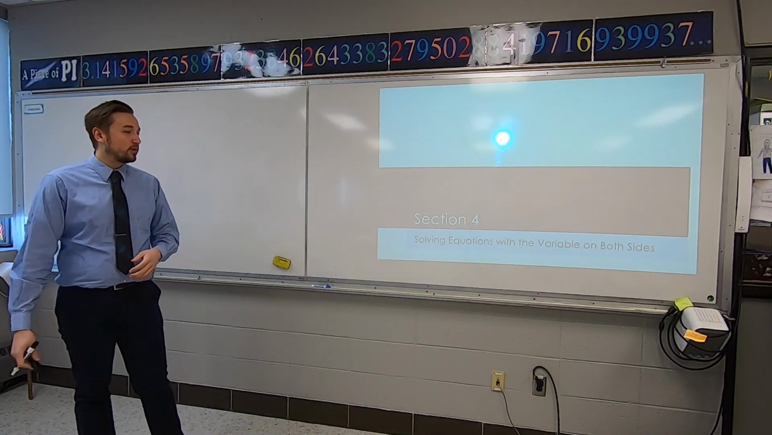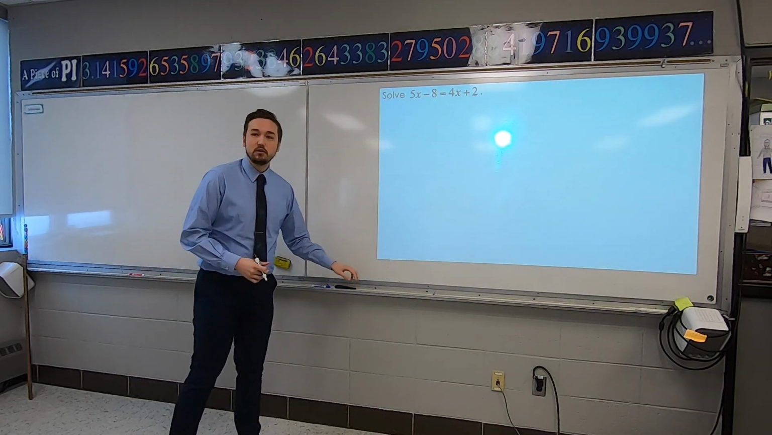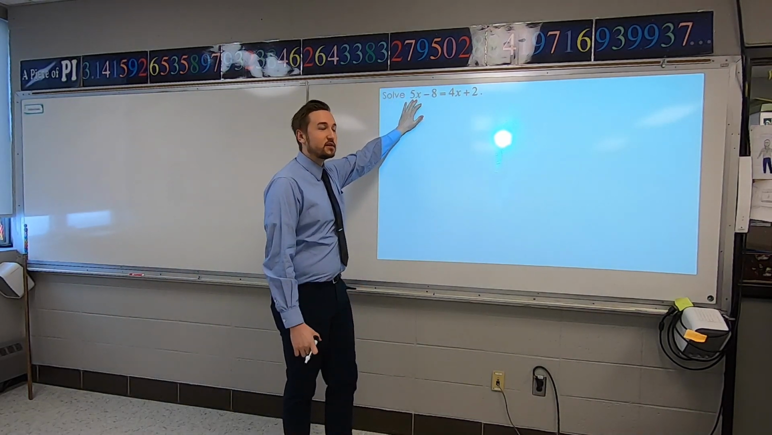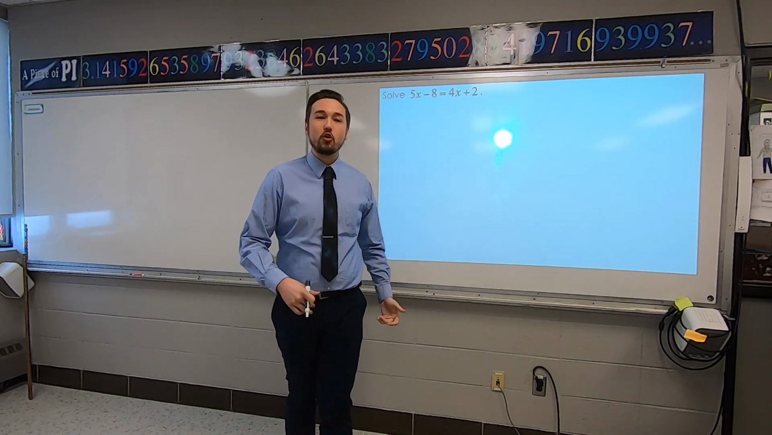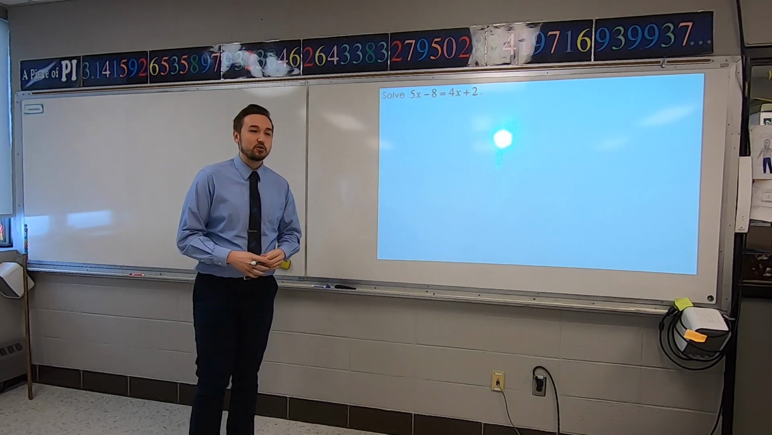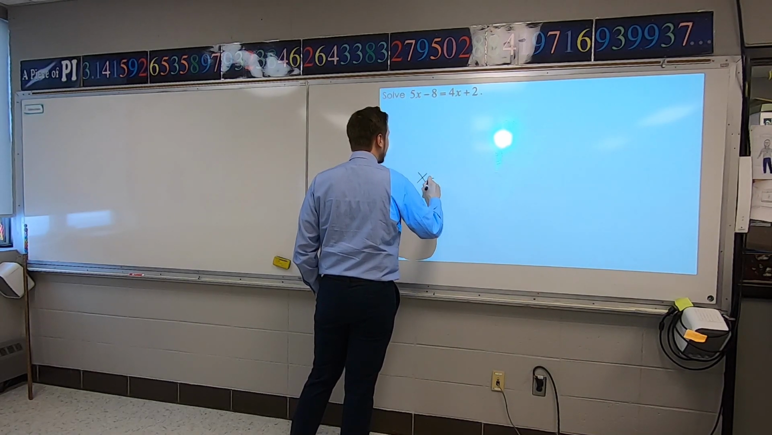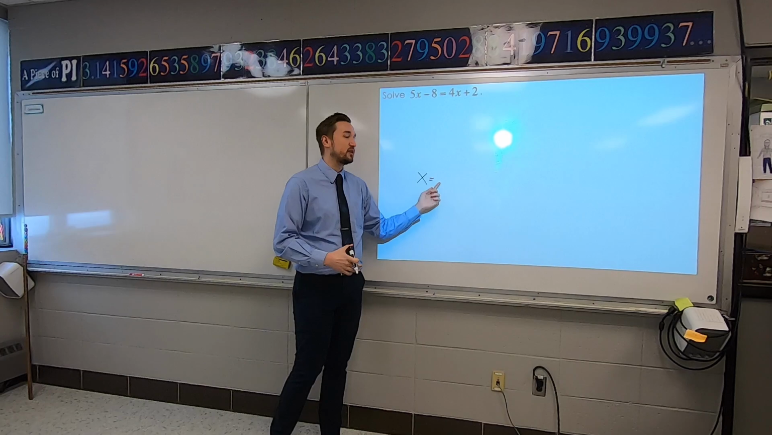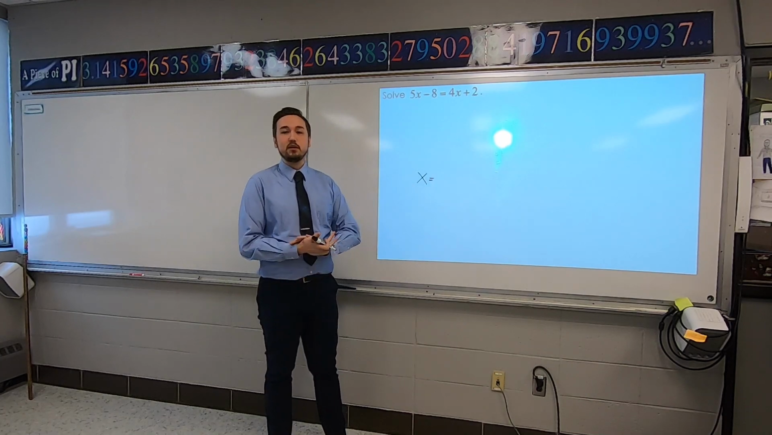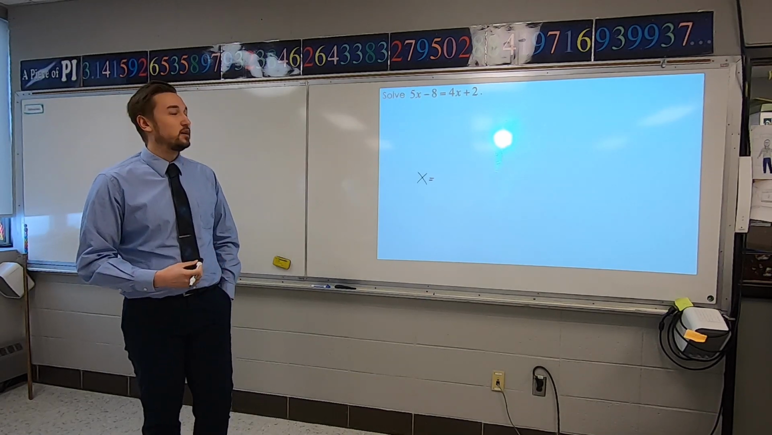So section 4, solving equations with the variable on both sides. We're going to be working on problems like this, where we have a 5x on this side and a 4x on this side. What is our goal in all of these problems, pretty much no matter what they look like? We want to solve for x. At the very end, we want to get our problem to look like this, where we have x equals something. So we want just x on this side and just a single number on that side. Even if our problem looks like this, this is still our goal.